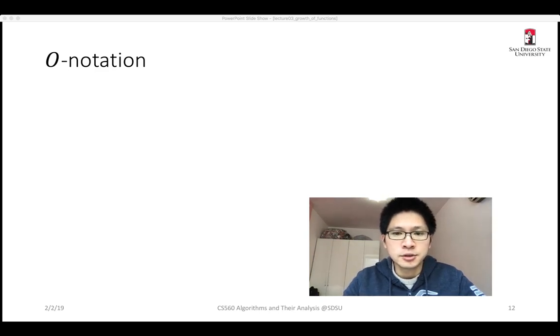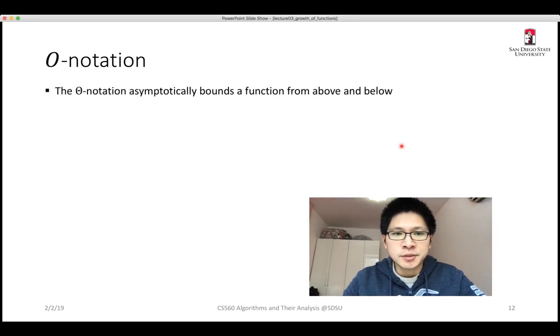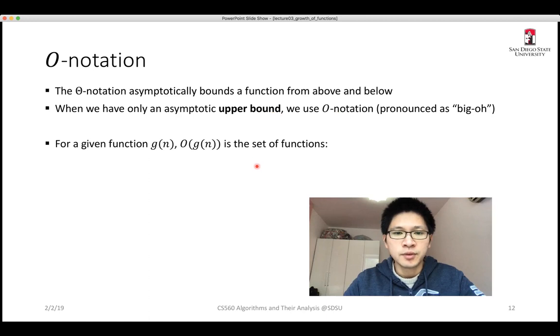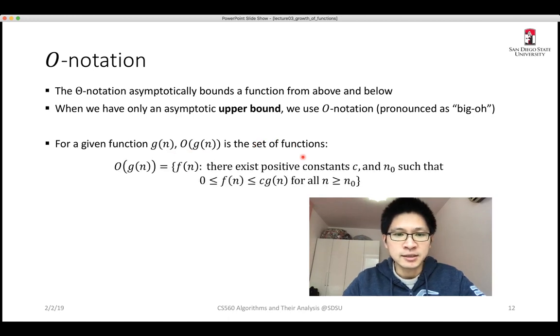Now let's look at the big O notation. We know that theta notation asymptotically bounds a function from both above and below. So what if we only have an asymptotic upper bound? Then in this case, we use the big O notation. More formally, the definition of big O notation looks quite similar to the definition of theta notation. For a given function g of n, big O of g of n is defined as a set of functions, and the elements in this set satisfy that there exist positive constants c and n0 such that f(n) is greater than 0 and less than or equal to c times g of n for all n greater than n0, right?